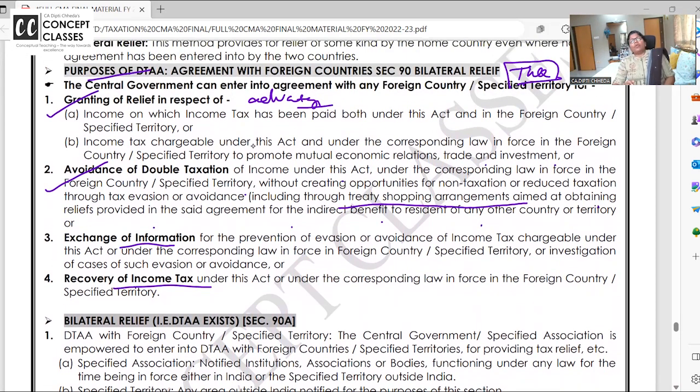So what are the four important benefits of the relief? One is granting of relief in any one of the countries. Second is avoiding double taxation, but double taxation avoidance does not mean that you go for treaty shopping. You can't avoid the tax by going to a third country which is a tax haven. Then, exchange of information and helping in recovery of the tax.